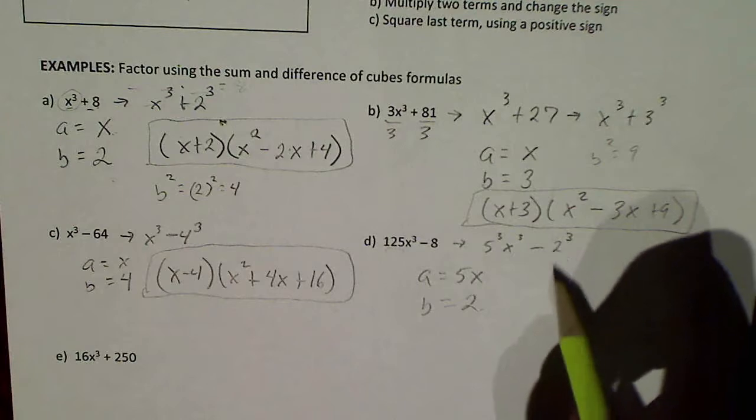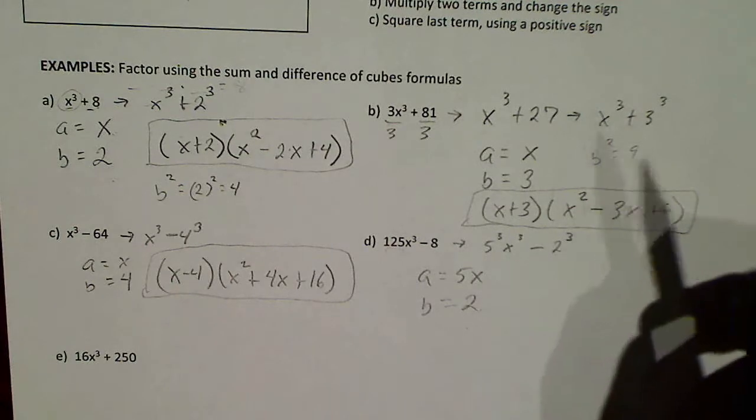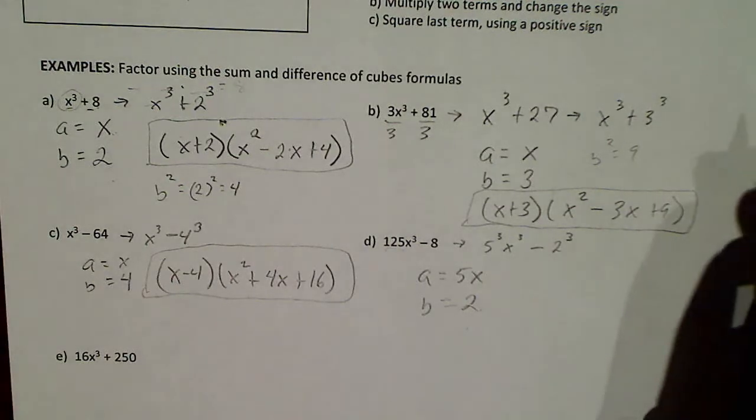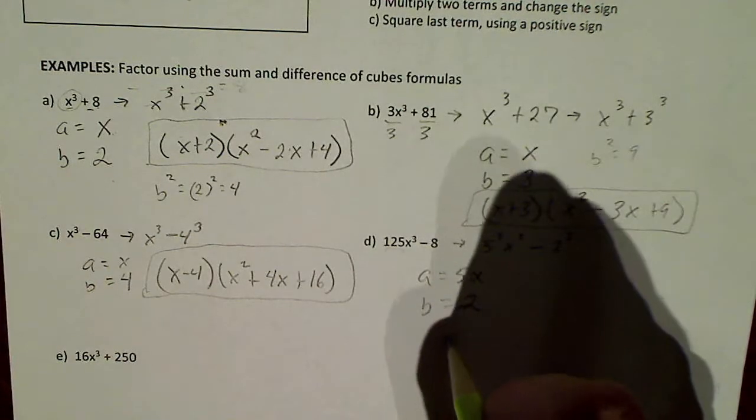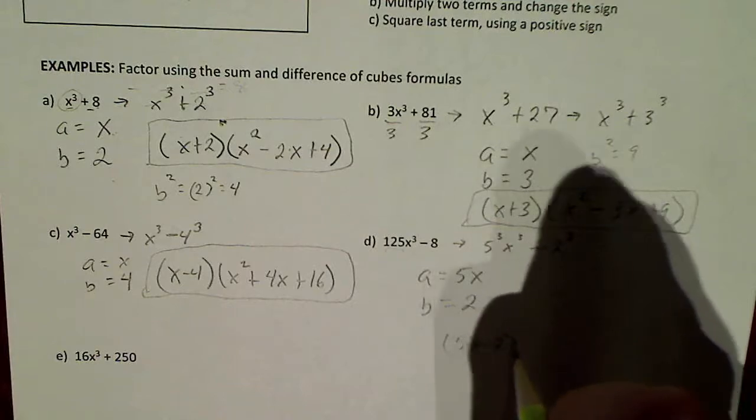So a is going to essentially be 5x, and b is going to be 2. Now, don't worry about the minus sign. We're just going to use the value of 2 itself to do this. So again, it's a difference of cubes. The first one says a minus b, so 5x minus 2 is a minus b.